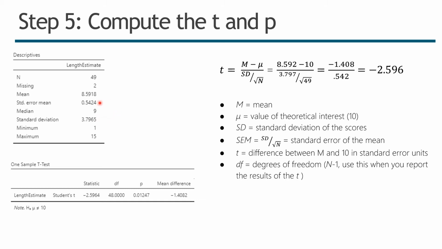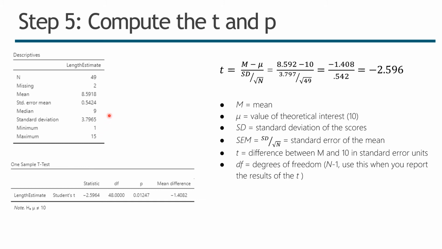This is the standard deviation of the scores, right? Whereas the standard error of the mean is the standard deviation of the distribution of sample means, right? So 0.54 is the typical distance you would expect between sample means and the population mean if the null hypothesis is true. The standard deviation is the typical distance between scores and that sample mean of 8.59. Right, the lowest score in our data set was 1 and the highest was 15.